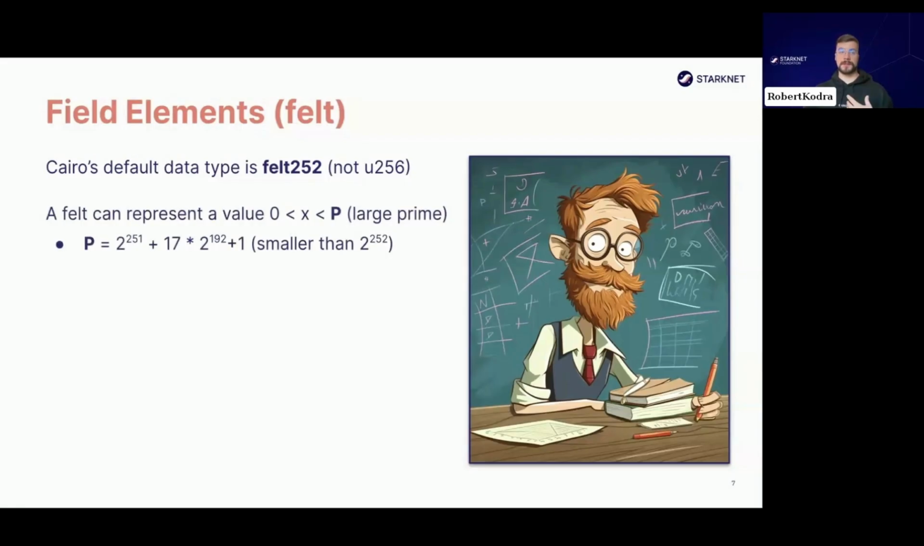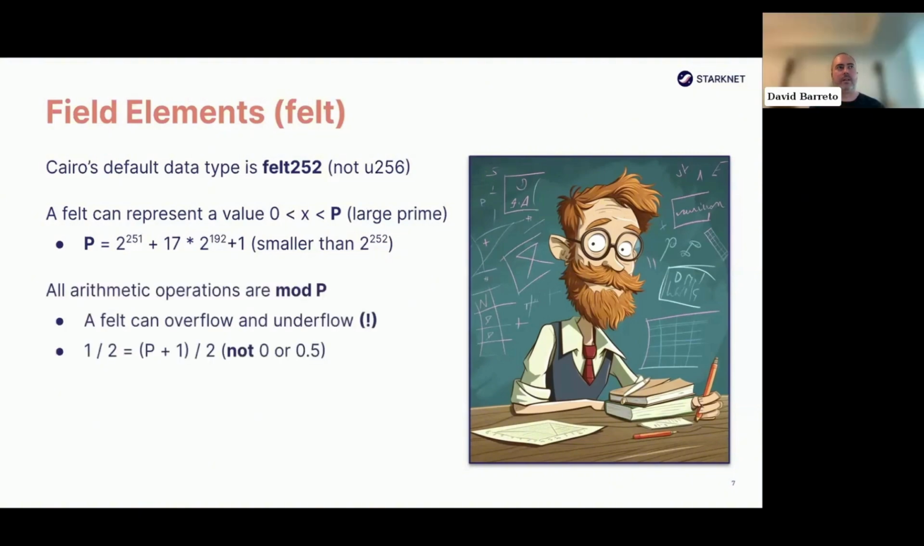The first property is that a felt can be represented by a value from 0 to P, where P is a very large prime number. And this large prime number is specific to StarkNet. The calculation is P equals 2 to the power 251 plus so on and so forth. But basically, you can think of it as an extremely large prime number, and it fits within 2 to the power 252.